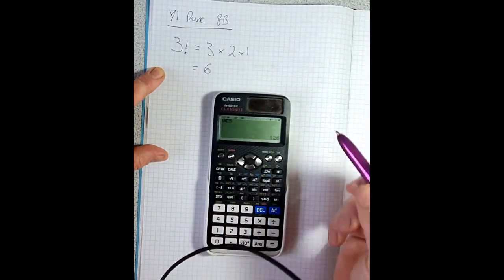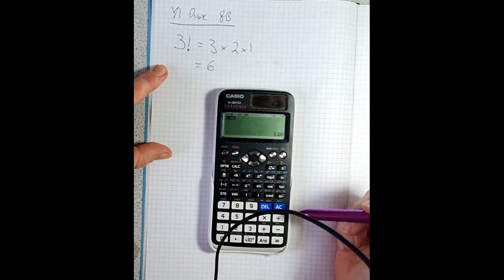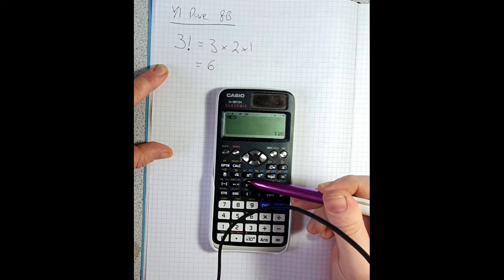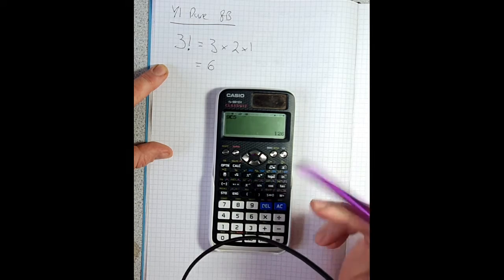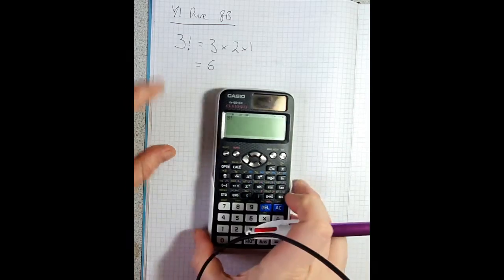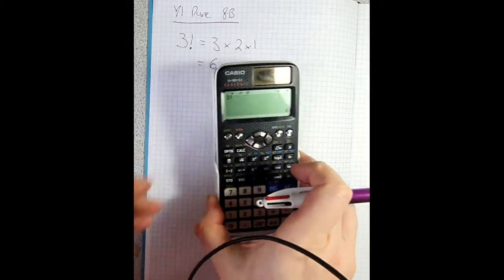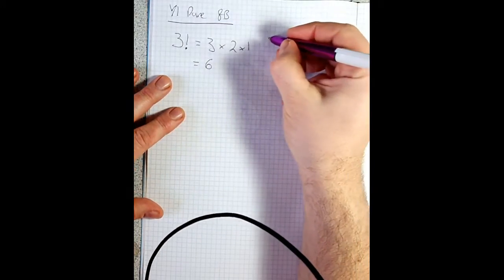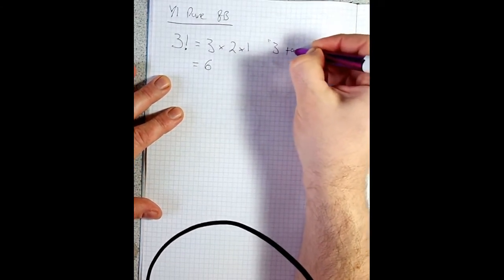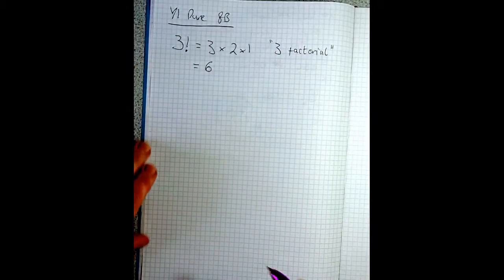Now there is a factorial button on your calculator somewhere. There it is. It's a little X with an exclamation mark. So I go 3 factorial, gives me 6. So we say 3 factorial. That's how you say it, that's how you write it.